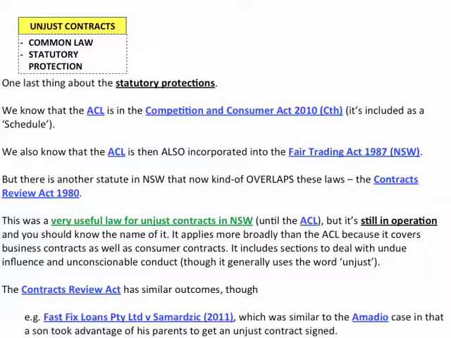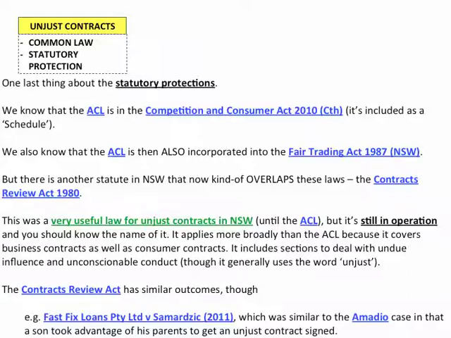So back in 2011, people had a choice. We could bring our case under the ACL, or we could bring our case under the Contracts Review Act. And they decided in this case, no, we're going to go with the Contracts Review Act. Despite the fact you had this shiny new law, they still picked the Contracts Review Act. So the case of Fast Fix Loans and Samadzik, which is similar to that Amadio case, was about a son who wanted to get his parents to sign a mortgage contract, and he used his undue influence to get an unjust contract signed.